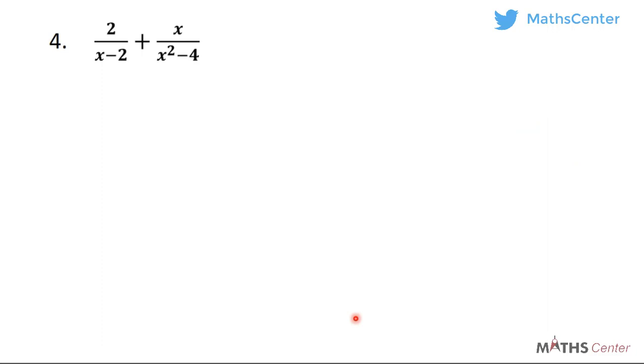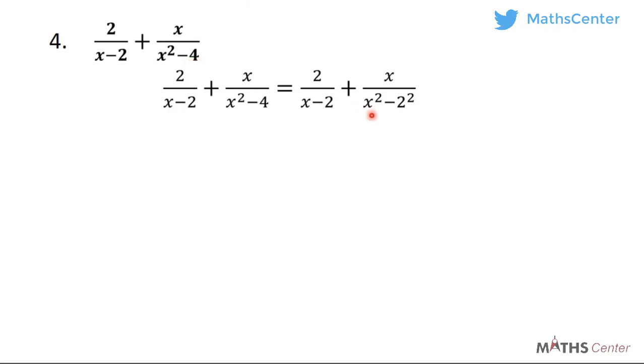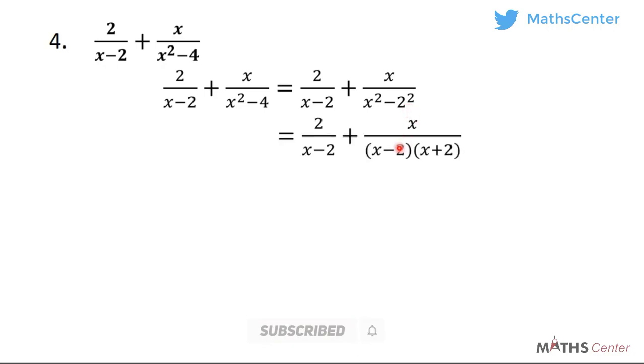Now we move on. We have x over x minus 2 plus 2 over x squared minus 4. Now immediately we can see that x squared minus 4 looks like a difference of two squares. Now whenever you have that, first expand the difference of two squares. So we have x over x minus 2 plus 2 over x squared minus 2 squared, since 4 is the same as 2 squared. So if you expand this, you are going to get x over x minus 2 plus 2 over x minus 2 in one bracket, x plus 2 in the other bracket.